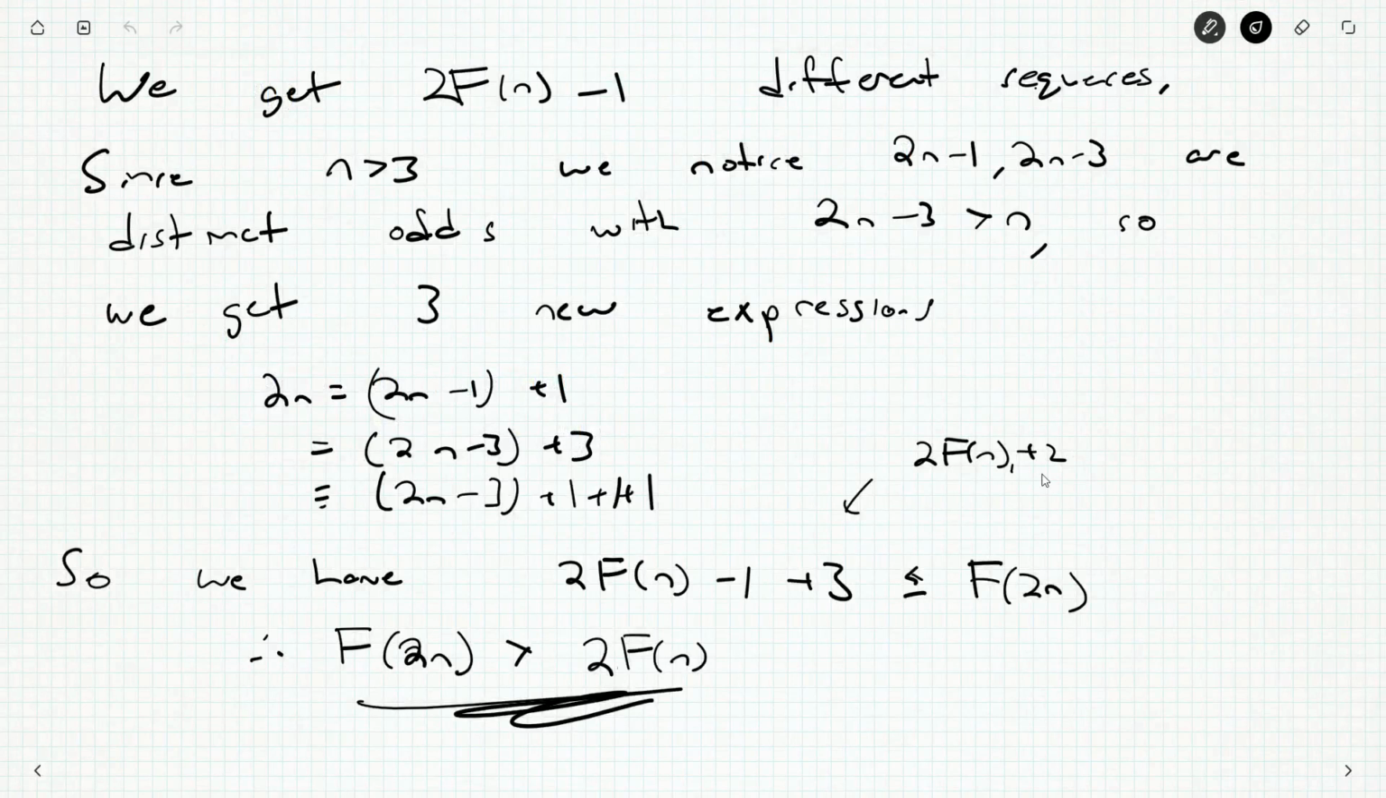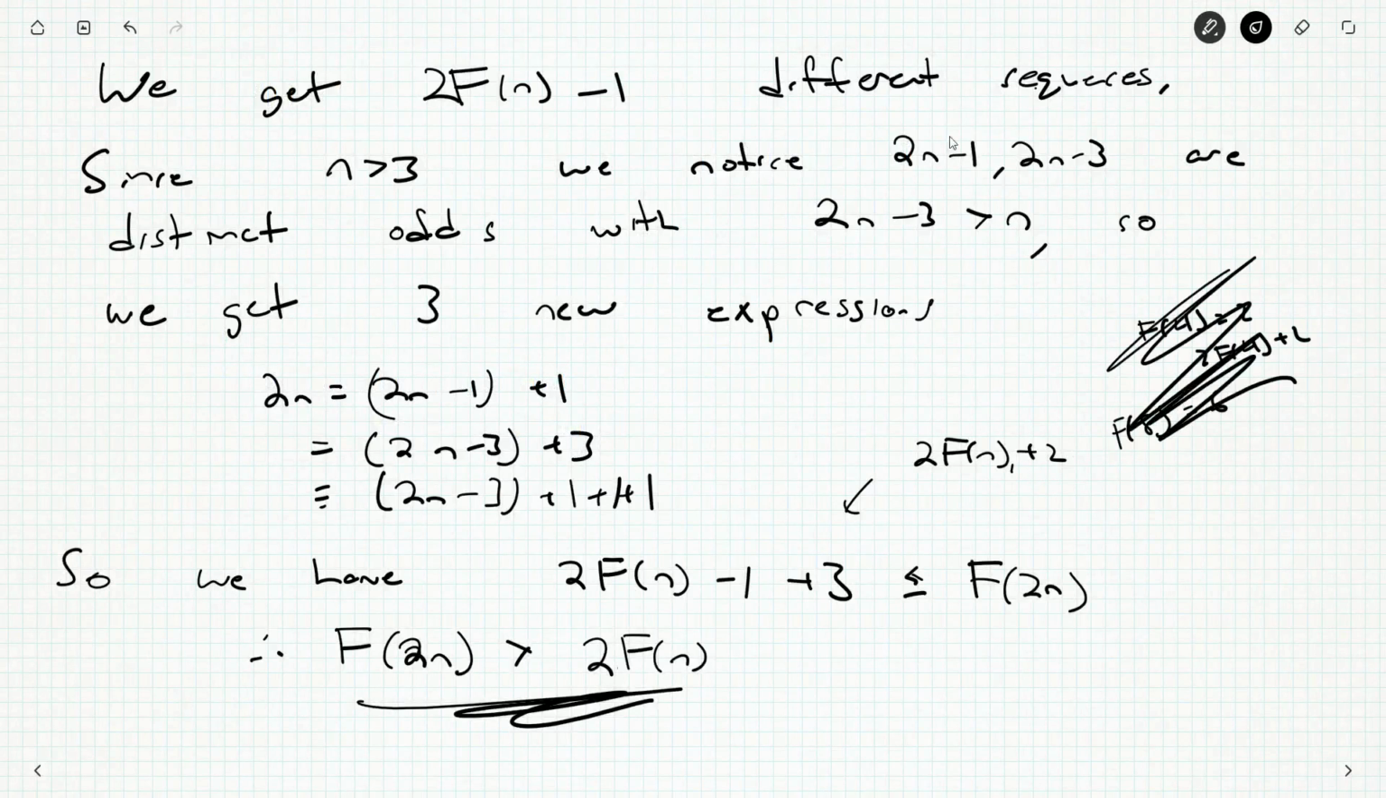And for 4 we had 2 expressions, and then we had 2f of 4 plus 2. We got exactly 6, which is in fact f of 8. So that's nifty that it works out that way. Okay. So there we go.